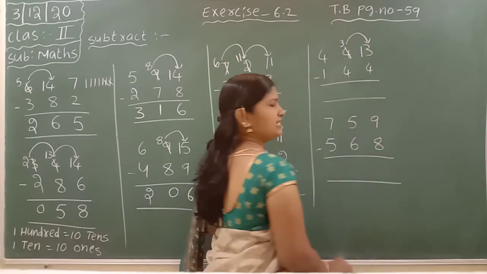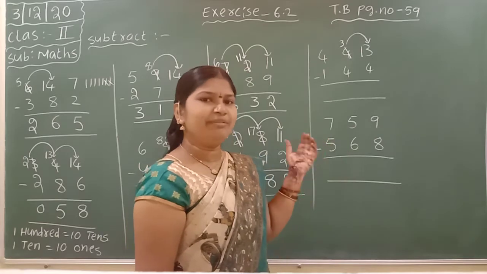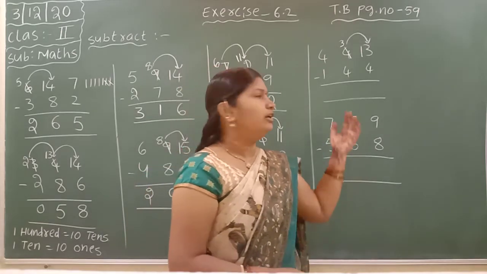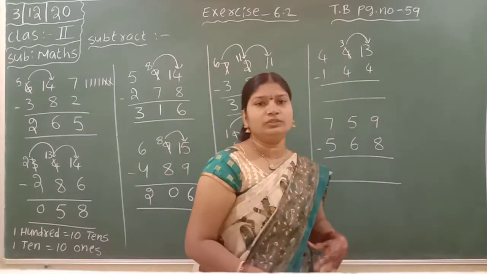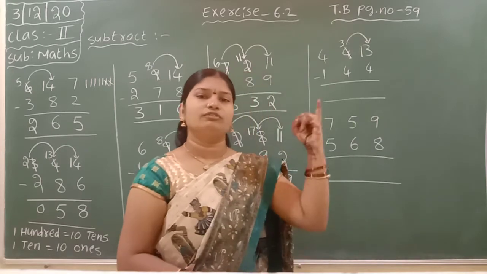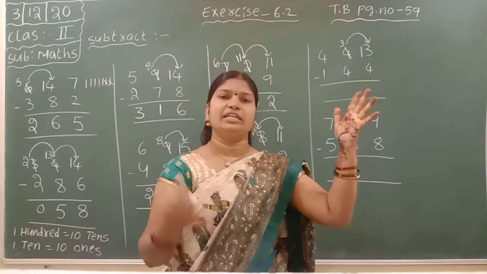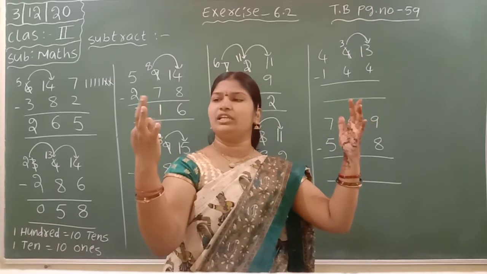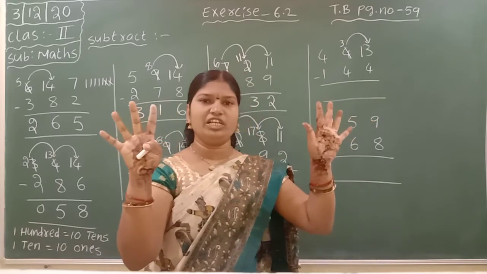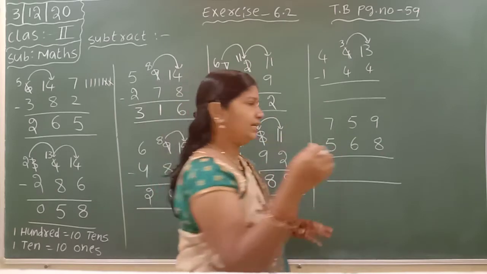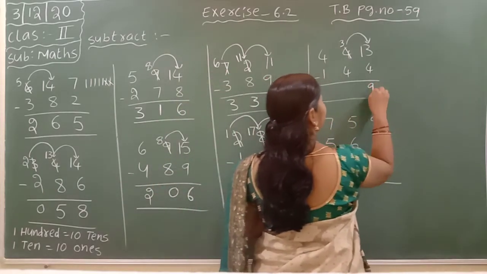4 gives one, so it becomes 3. This becomes 13. 13 minus 4. Okay. 4 after, count up to 13. 4 after 5, 6, 7, 8, 9, 10, 11, 12, 13. How many fingers did I open? 9. So the answer is 9.